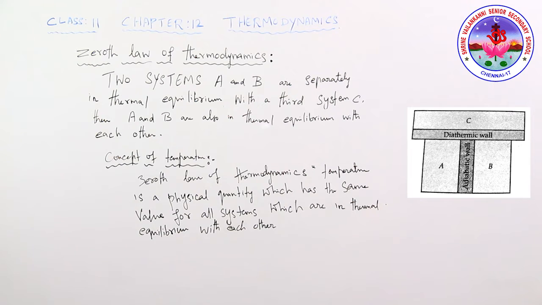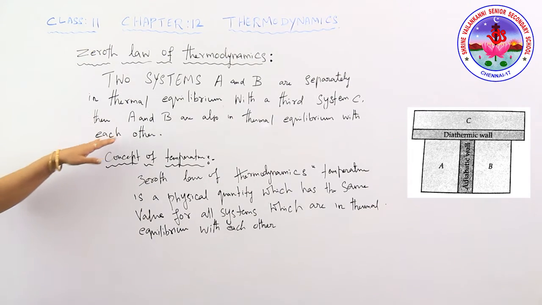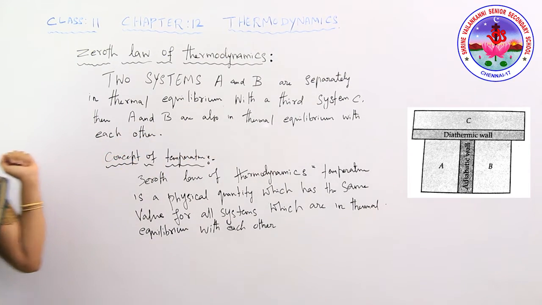Now, the systems A and C, and B and C, will reach thermal equilibrium separately. If we remove the adiabatic wall between A and B, there will be no exchange of heat, showing that A and B are already in thermal equilibrium with each other, right?